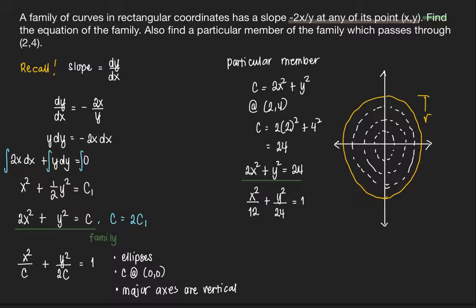Slope is negative 2x over y at the point xy. You have to learn how to draw your family of curves. You have to recall your lessons in analytic geometry.